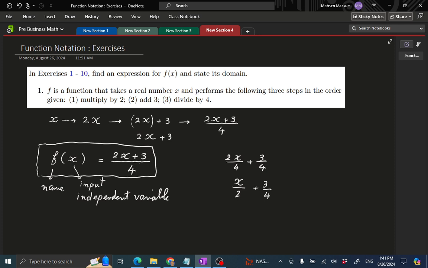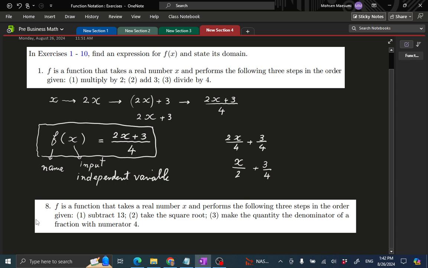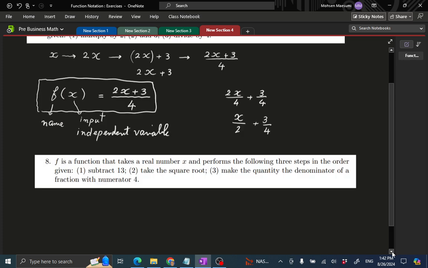Okay, let's go ahead and take another example. So here's another example, number 8 in that list. f is a function that takes a real number x and performs the following three steps in the order given. Subtract 13, take the square root, make the quantity the denominator of a fraction with numerator 4. So these are the things we are going to go through.